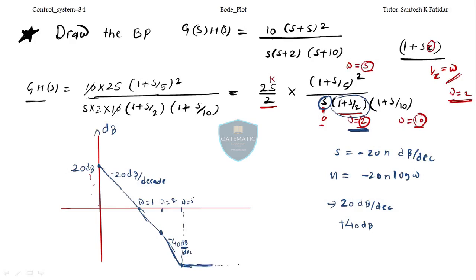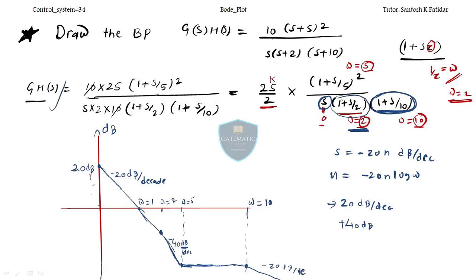It goes on continuously like this until omega equal to 10. Omega equal to 10, stop here. At omega equal to 10 you are getting a single finite pole, and a single pole will provide minus 20 dB per decade. So this is minus 20 dB per decade. This is your Bode plot, because of this transfer function.